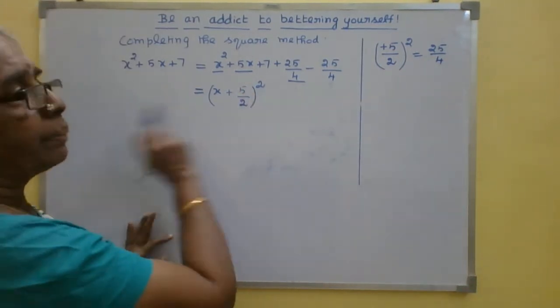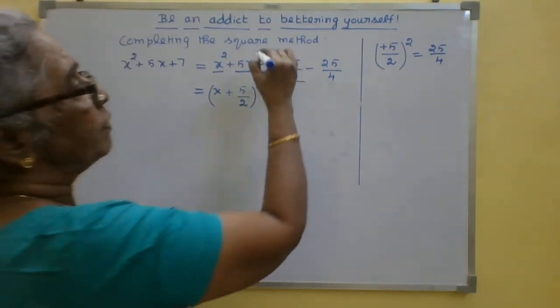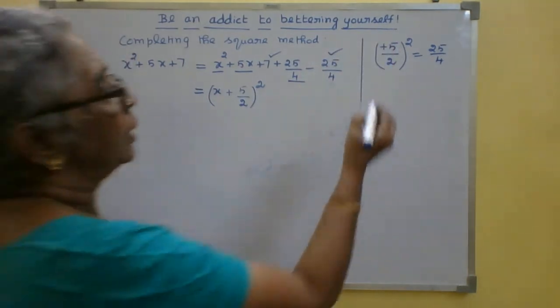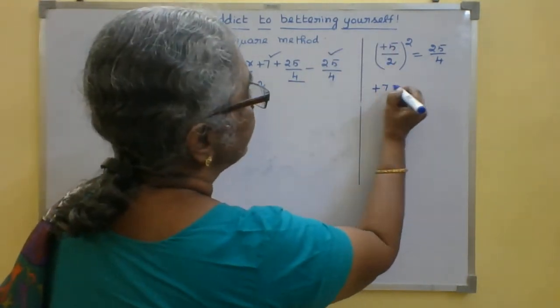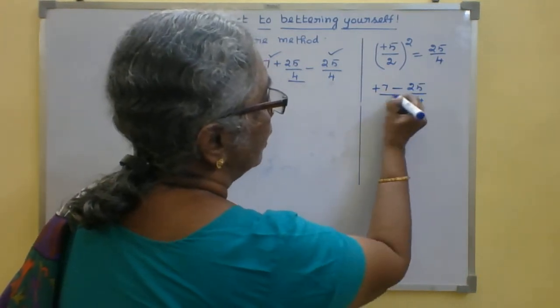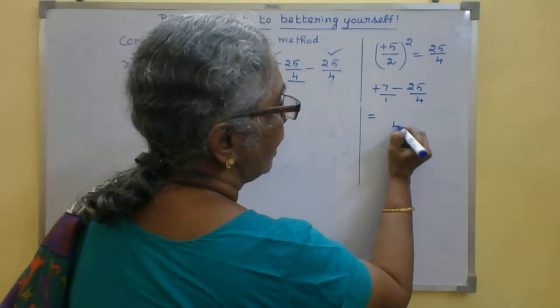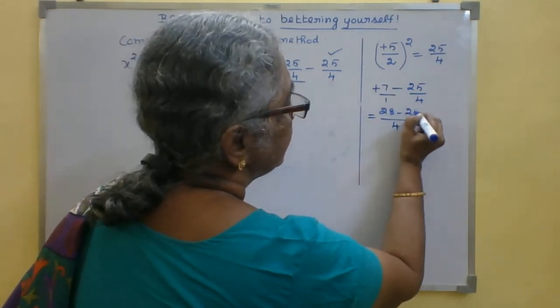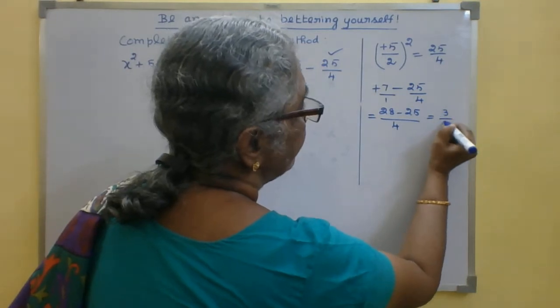Okay. So now I am getting. Now what are the terms left out here? 1, 7 and 1 minus 25 by 4. So let me write them. Plus 7 and minus 25 by 4. Write a 1 here. The LCM is 4. 4 into 7, 28. Minus 25, I will be getting 3 by 4.